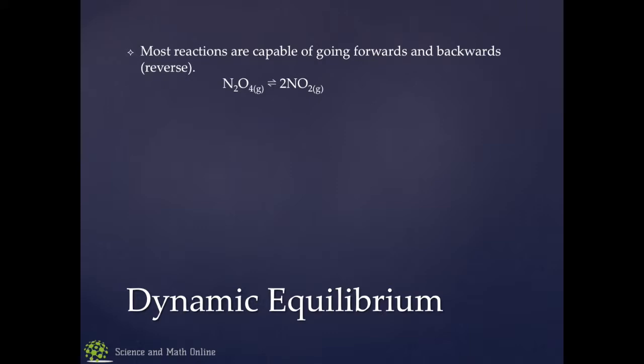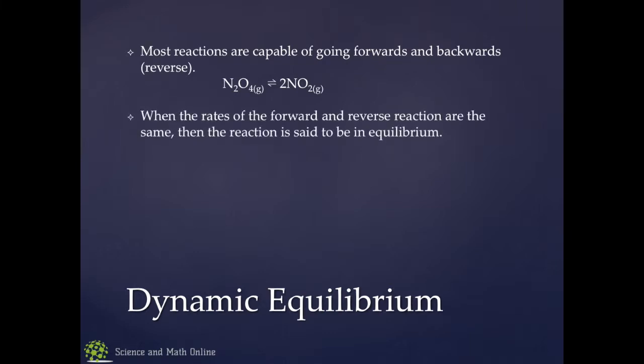Some reactions are not reversible. You can't make fire go back into a match and get the wood back. It's not reversible. That match is gone. But a lot of chemical reactions are reversible, and we have to take that into account. So when we get these rates to be the same, we say that the reaction is in equilibrium. How fast it's going this way and how fast it's going this way are the same, so we say they are equal or in equilibrium.